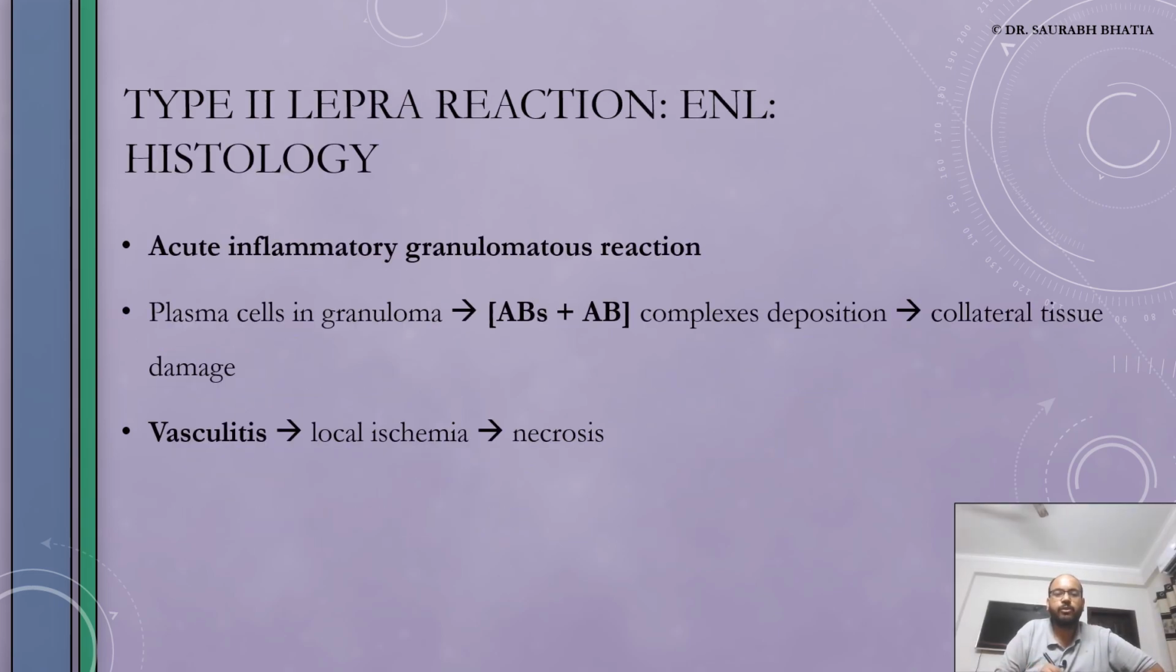In histology of ENL, you see acute inflammatory granulomatous reaction. There are plasma cells in the granuloma. Why plasma cells? Because it's a type 3 immune complex mediated reaction. For immune complexes to form, you need antibodies and antigen complexes. They get deposited, and those deposited complexes are the target for immunity. And then immune cells come and they cause a lot of inflammation, and that inflammation causes collateral damage, that means damage to the surrounding tissue.